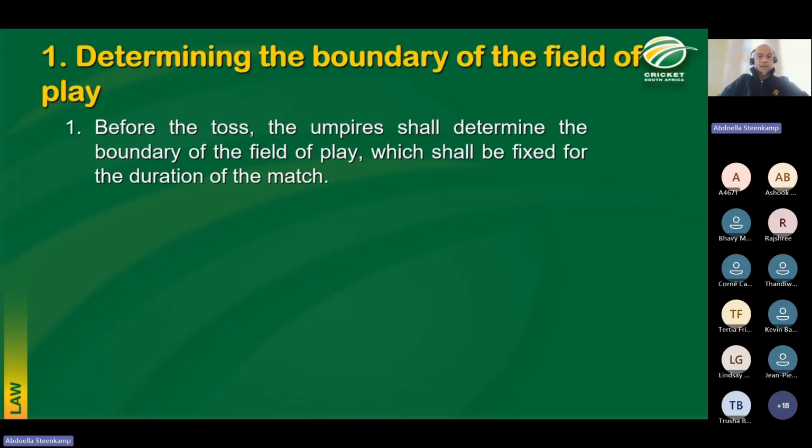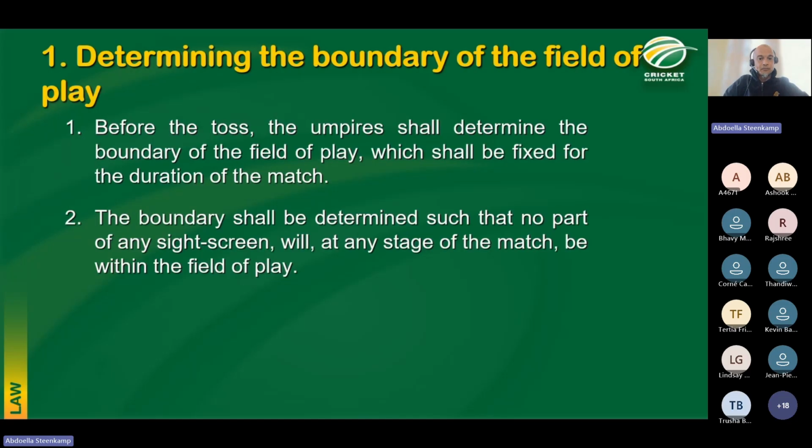It is up to the umpires. They will determine the boundary. They can decide how big or how small the boundary should be. And after deciding the length of the boundaries, these boundaries are then to be fixed for the duration of the match. So whatever size of field you decide on day 1 of your match, that same size is to be for day 2, day 3, day 4, day 5, if it's, let's say, a 5-day test match. The law wants no part of the side screen to be within the field of play.